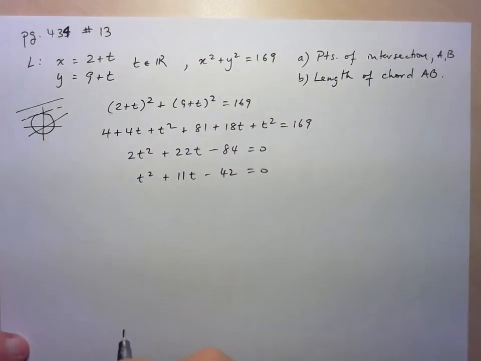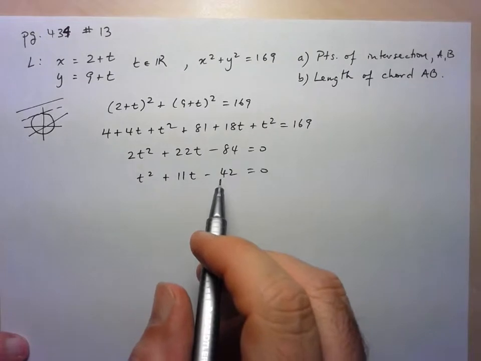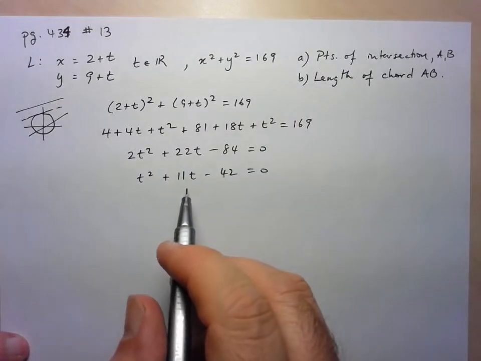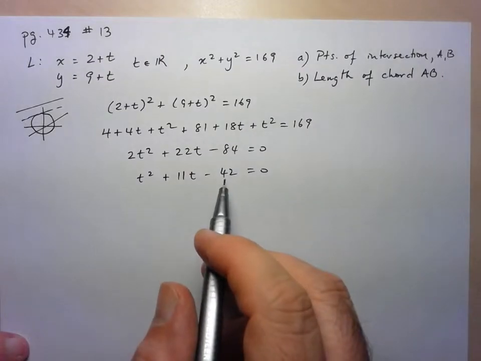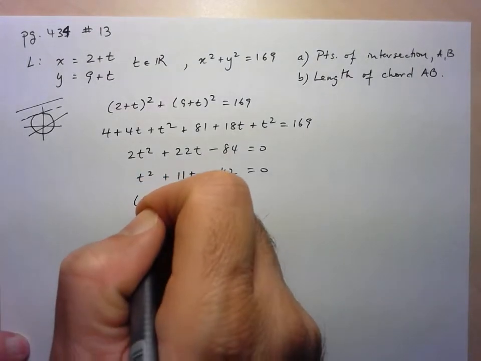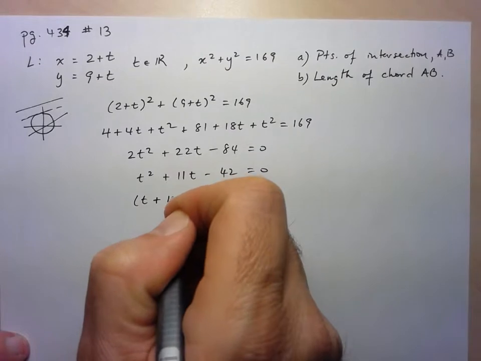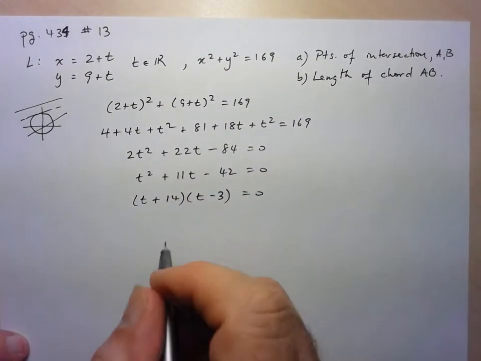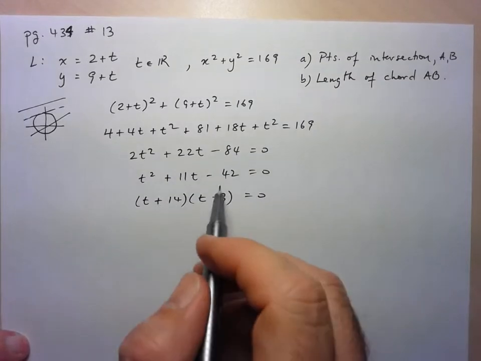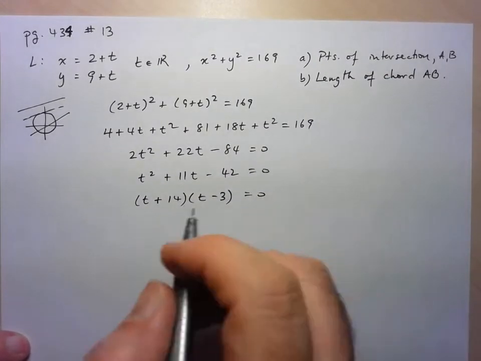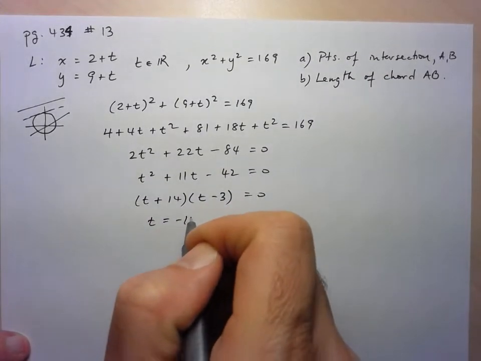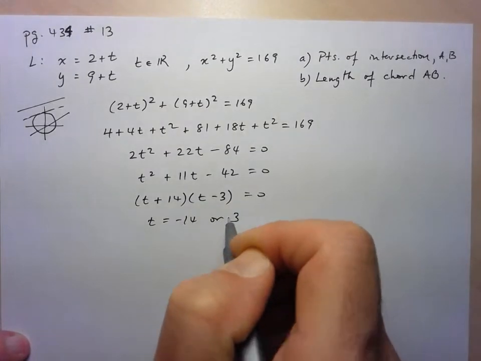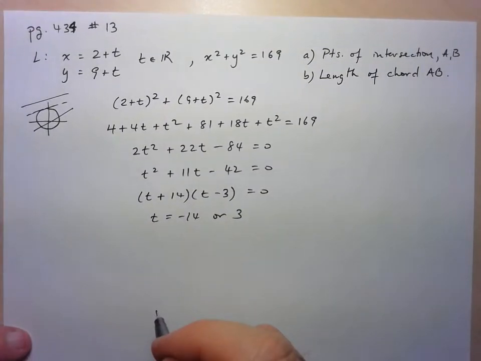So let's see if we can factor this. 6 and 7 is not going to work, but 3 and 14 is going to work. So here we have (t plus 14) times (t minus 3) equals 0. 14 minus 3 is 11, 14 times 3 is 42, so we are good. So that means that t is equal to negative 14 or t is equal to 3. So this confirms that there's going to be two points of intersection.